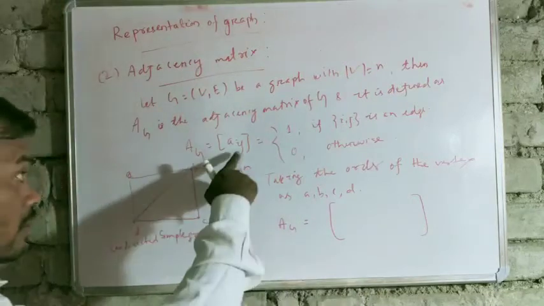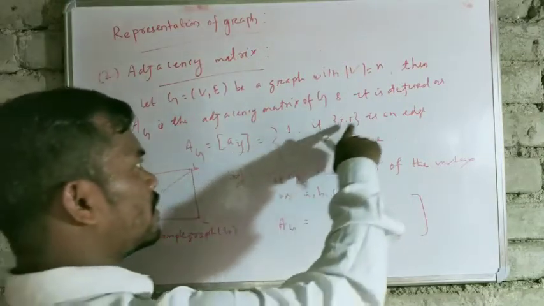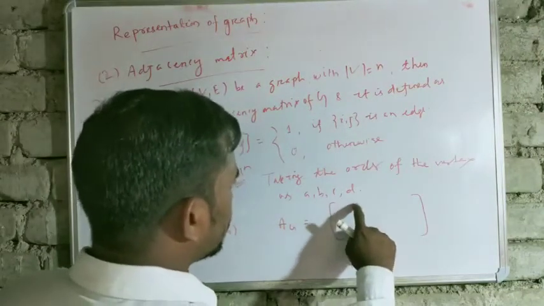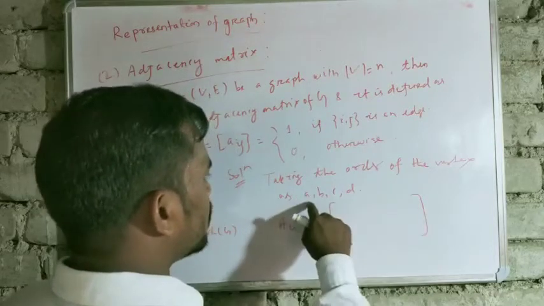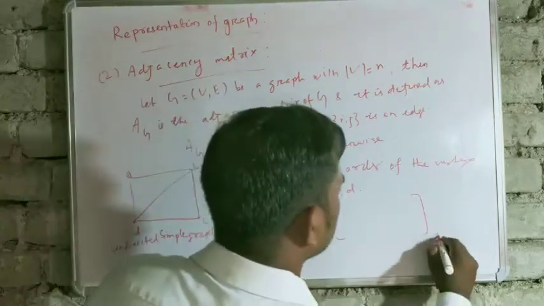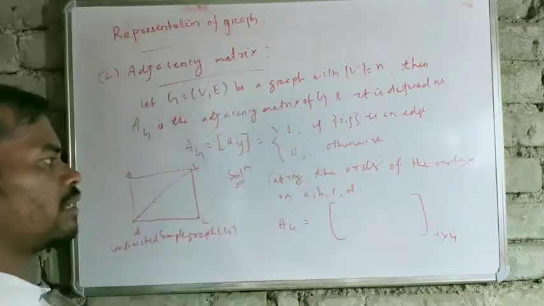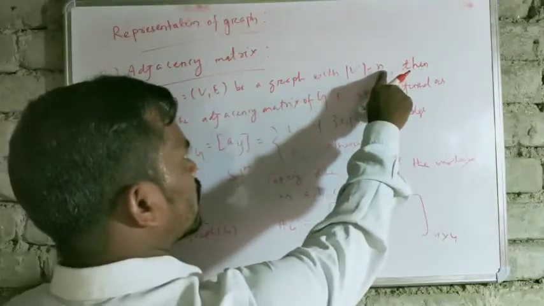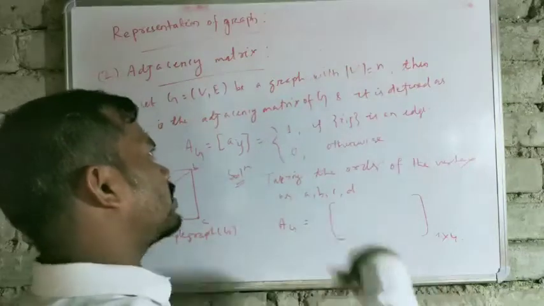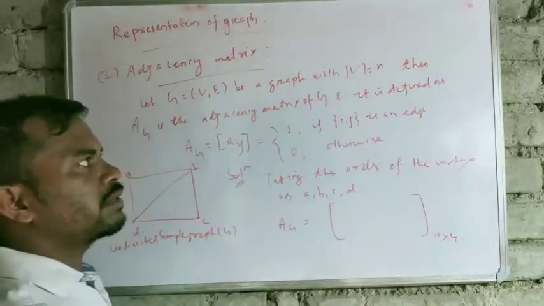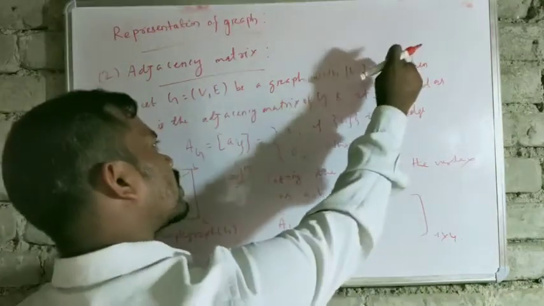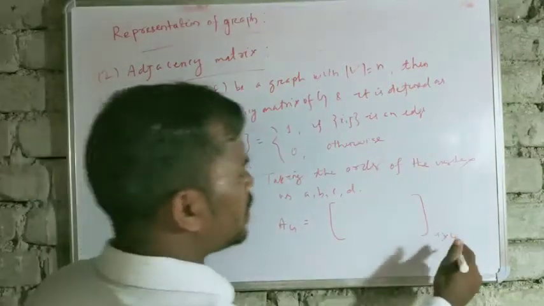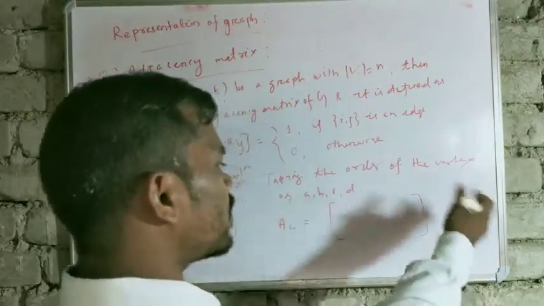I have already given the definition: A_ij is 1 if ij is an edge. That means this is your first entry, A11, A12, A13, A14. Since there are 4 vertices, you will get a 4 cross 4 matrix, a square matrix of order 4. You have to find an adjacency matrix which is a square matrix whose order is n. Here there are 4 vertices, that's why you get a 4 cross 4 square matrix.